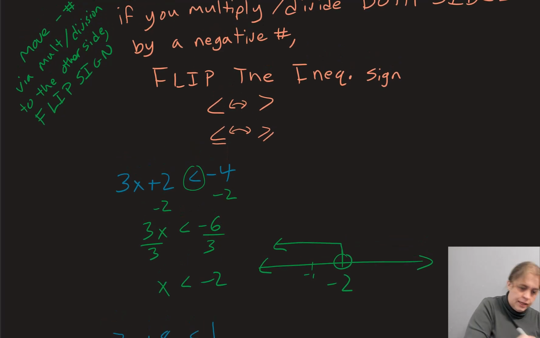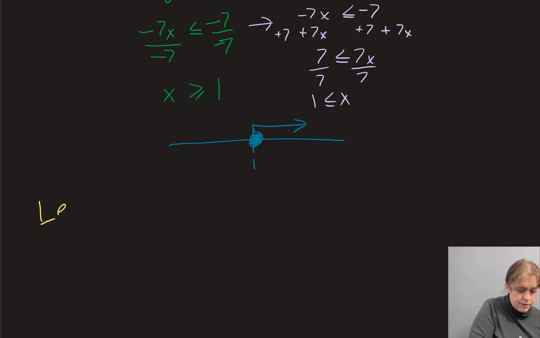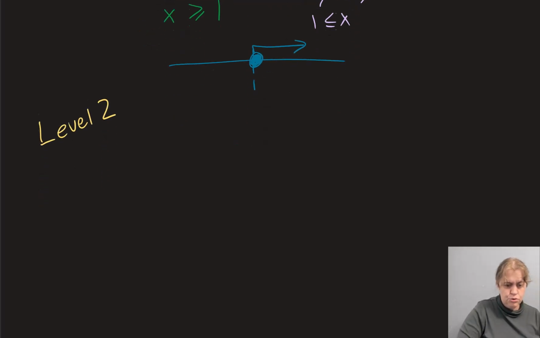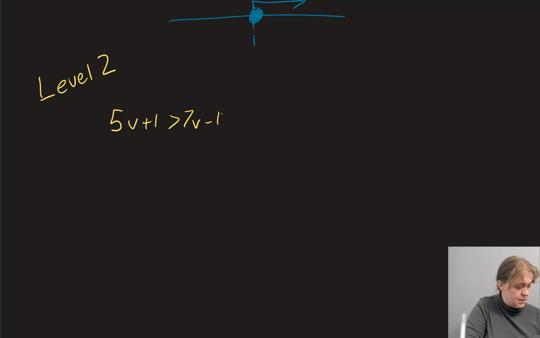So let's go back up here. Level 1. Yay. Okay, level 2. Because why would we want to stick with level 1? So level 2. All right, what's going on with level 2? Oh, we're going to make things more interesting. We're going to put the letters on both sides of the inequality, because all the letters on one side is just boring. So let's start off with something like 5v plus 1 is greater than 7v minus 17.